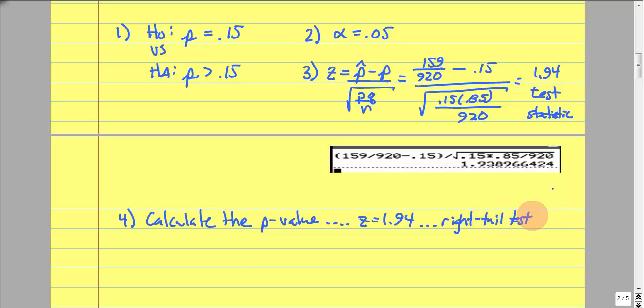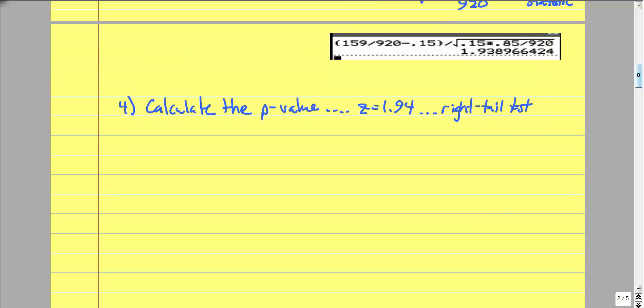Now the easiest way to calculate your p-value is to draw a picture first. So the picture follows after my normal distribution. The mean is 0. Here I am at 1.94, and my right tail test says I'm looking for this area to the right. So this is my p-value, whatever this area is.